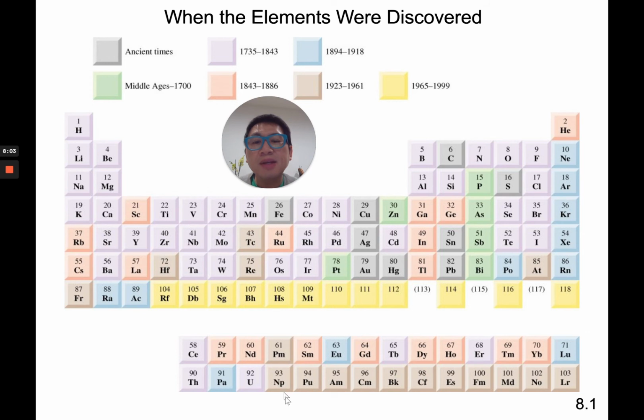In terms of naming, there are actual rules. If you so happen to discover the next element, you get naming rights, which is why elements like plutonium-94 were named that way. Why did they name it that when they discovered it? Well, you have uranium, neptunium, Uranus, Neptune. What's the next planet? Well, at the time it was a planet, Pluto, so plutonium just made sense.